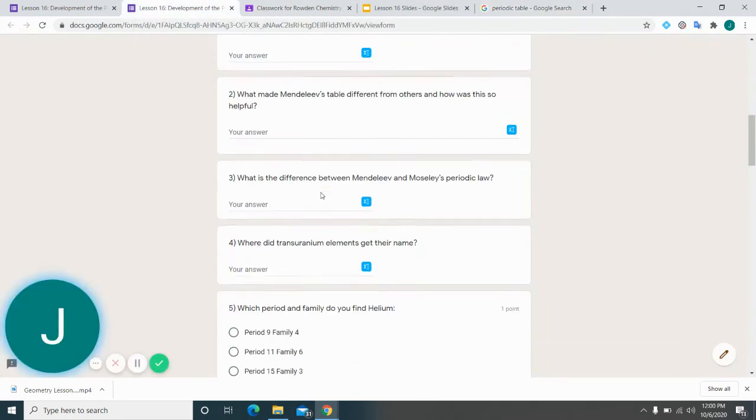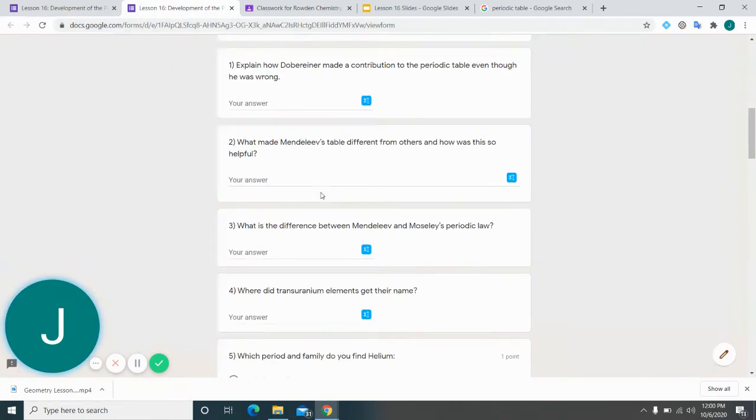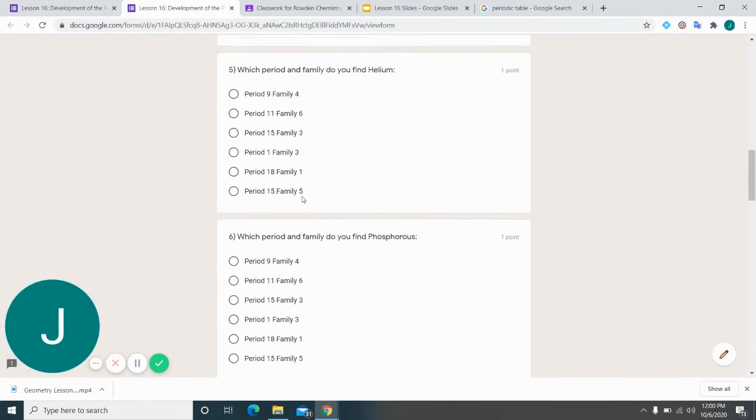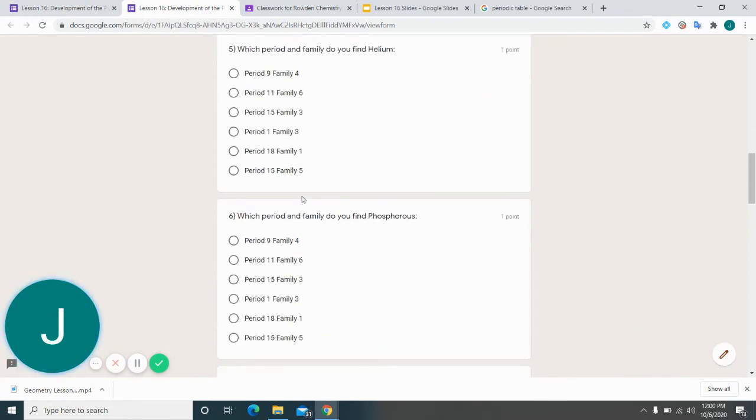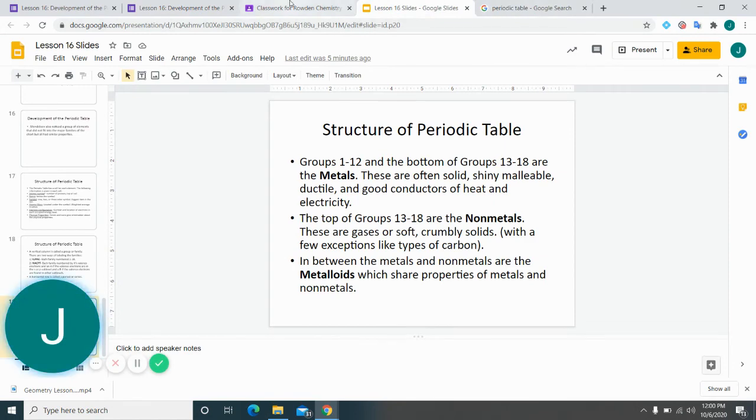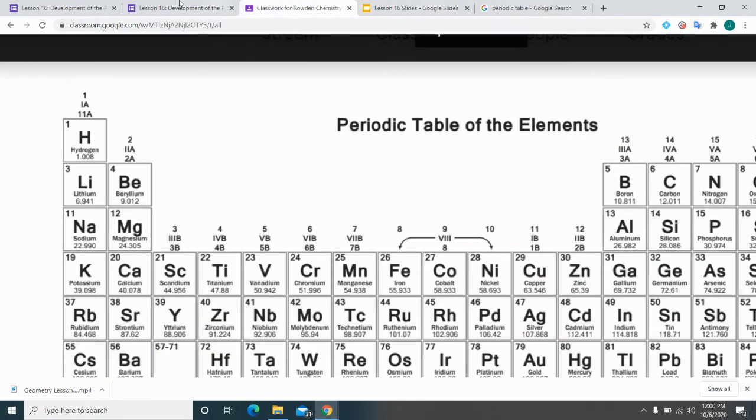So using this, you're just going to answer these questions based on what I went through earlier. I'm not going to do all of these because I want you to try them, but I'll go through a couple with you. Let's do one right in the middle. Period 15, family 3. So all you're going to do for this is go to the periodic table.